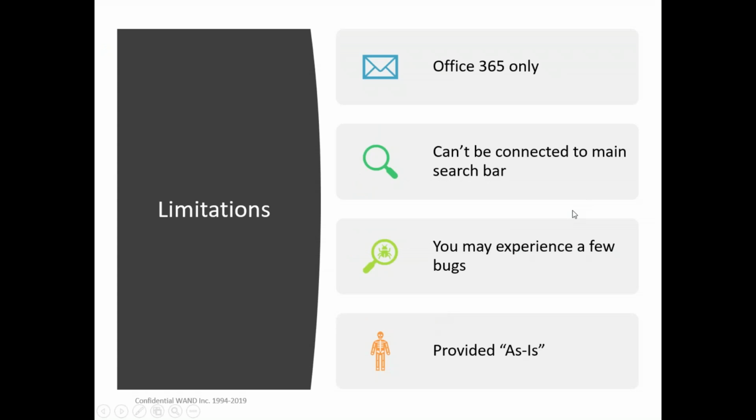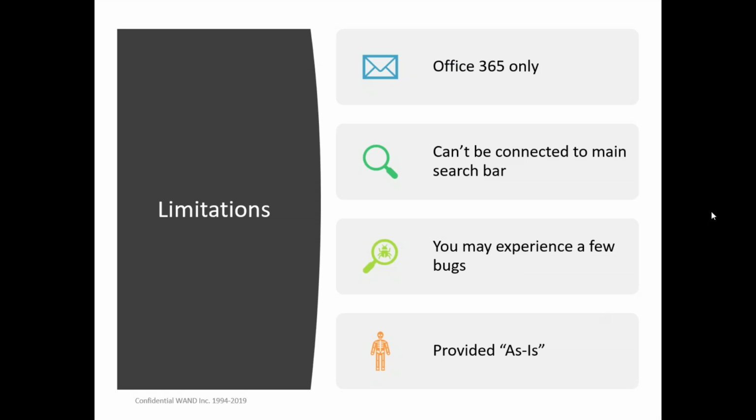I suspected I would go a little bit long as we're coming up to the end of the hour, but a few limitations to be aware of on this web part. For now, it's Office 365, SharePoint Online only. I say for now, just because that's what it says on the Patterns and Practices page. I don't know if that will change and be available to on-premise or not. Second, it can't be connected to the main search bar. We talked about that, so you actually do have to create a separate page and direct people to search there.